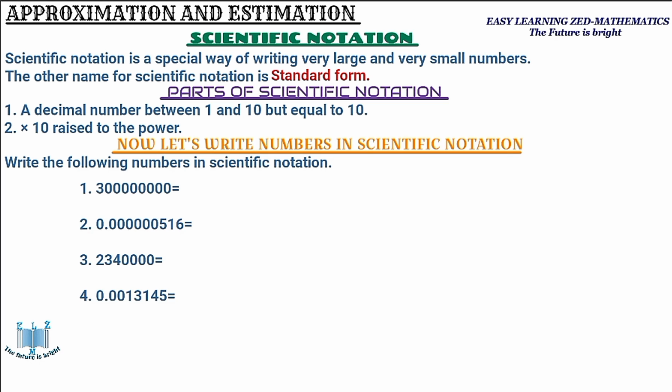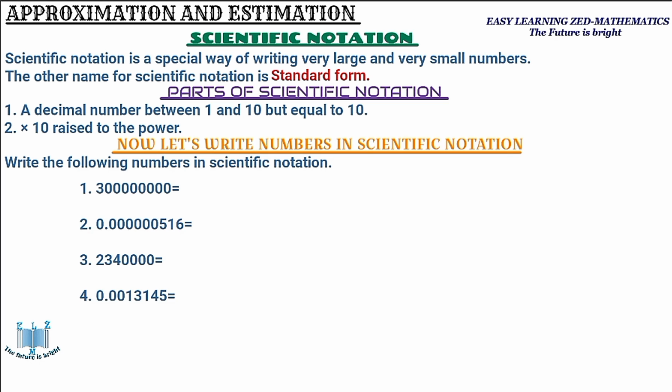We have this question, number 1, which is a number with 8 zeros. How much is that? That is 300 million. Now we are supposed to write 300 million in scientific notation.